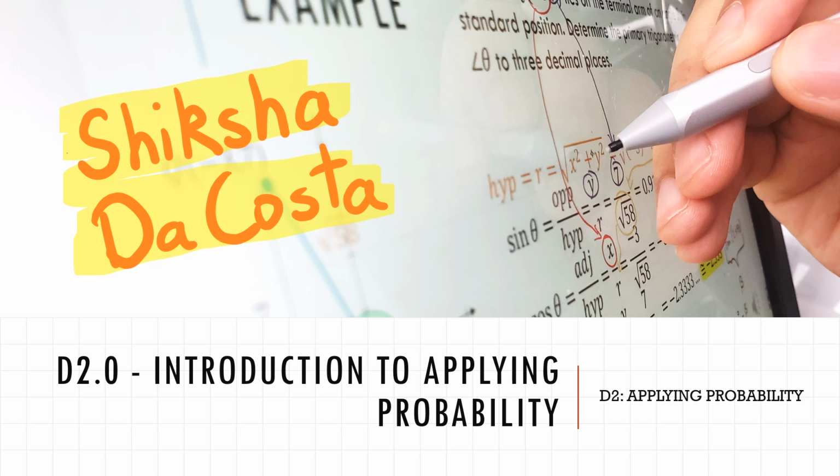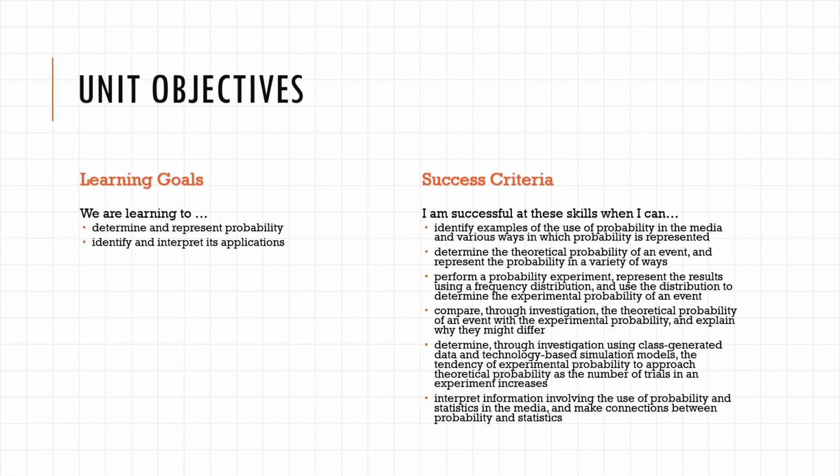Today we are going to be starting a unit on applying probability. In this unit, we're going to learn how to determine and represent probability in all its various forms. We'll also learn to identify it and interpret its application. So when can we actually use it in real life? How do you know you're successful at these?